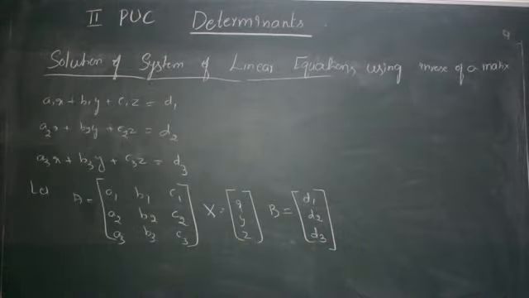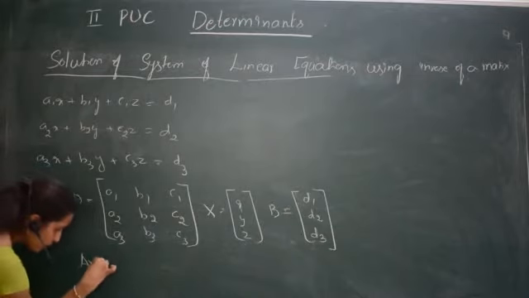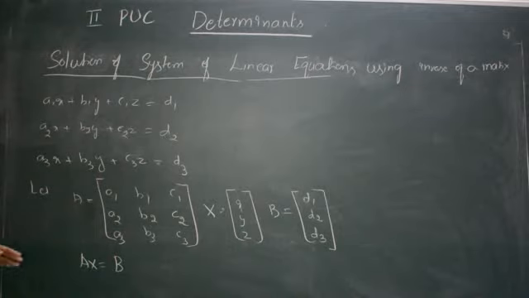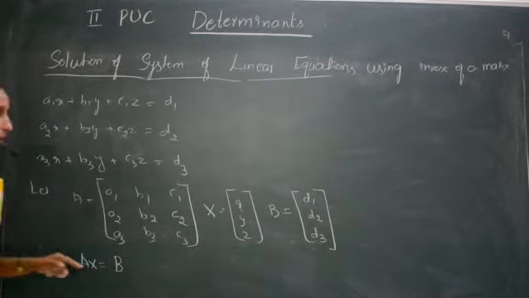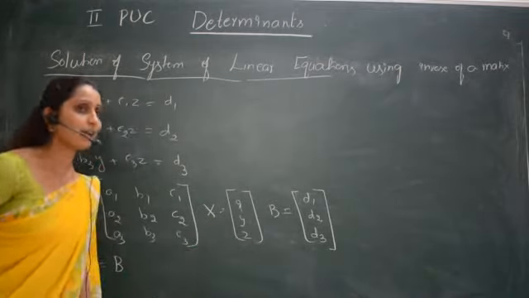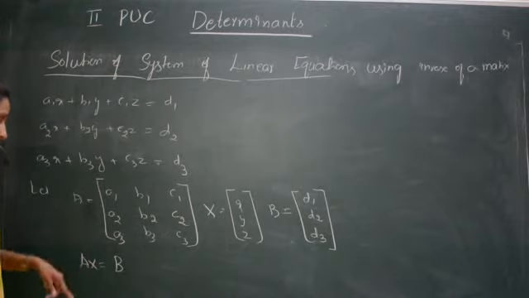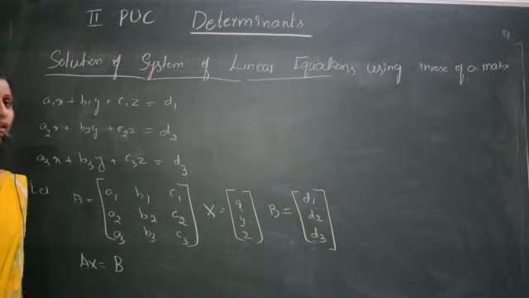Now I can write this system of equations as AX is equal to B. So now, by using AX is equal to B, we have to find the unknown values. To solve the system of equations means we have to find the unknown values. So the unknown values are x, y and z. We have to find the value of x. So now it is AX equal to B, and we have to get the answer as X is equal to some value.